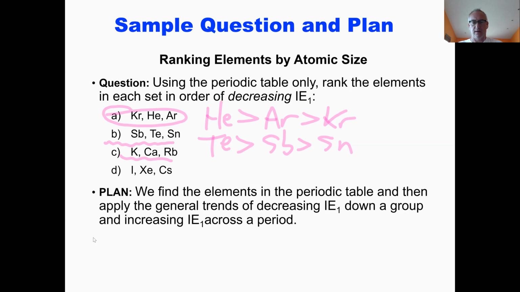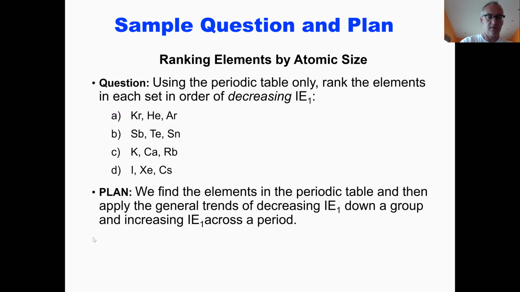Oh, I see. The bigger one has lower ionization energy. Yeah, that should be the smallest. So rubidium, and then potassium and calcium. So the highest would be calcium, and then potassium, and then rubidium. Okay, so let's have a look. I think you may be right.